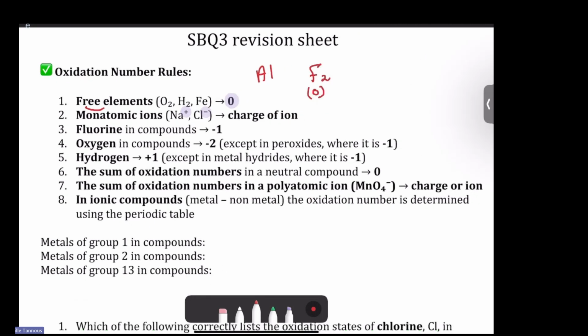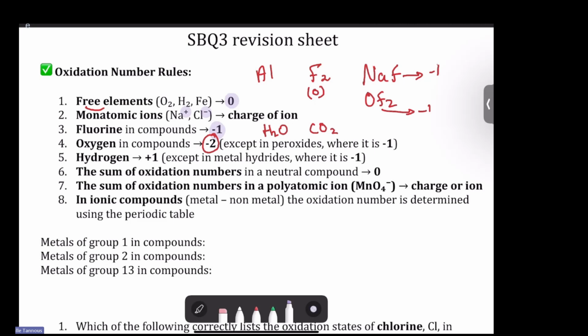But fluorine in compounds like NaF or OF2, F here is always -1. It's fixed. It doesn't change. No exceptions. Oxygen in compounds is always -2. Like for example, in H2O, it's -2. In CO2, -2, etc. You will see the examples that I will give later on.